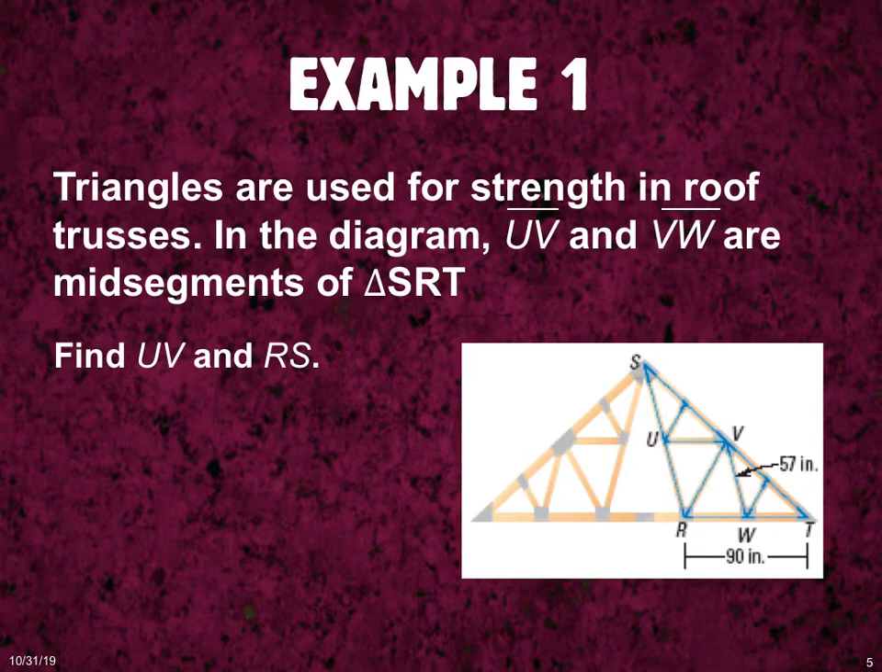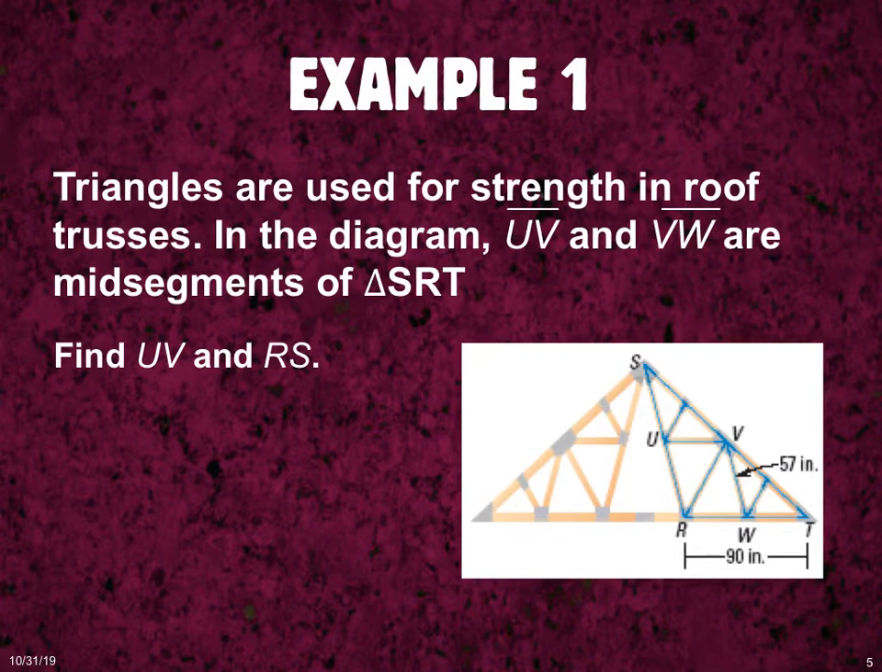All right. Let's talk about this. It says triangles are used for strength in roof trusses. So this is like in your roof. Like if you have an attic and you've ever gone up there, usually they've got a whole bunch of supports like this. All these triangles are there to strengthen your roof because your roof is very heavy and it would probably collapse onto your house without all that support.